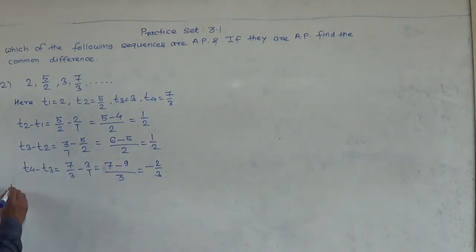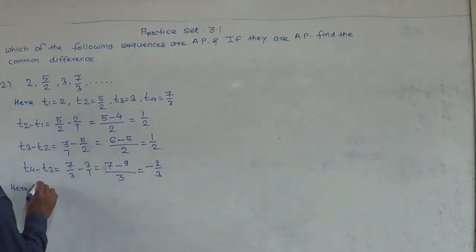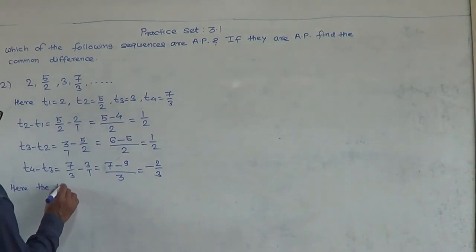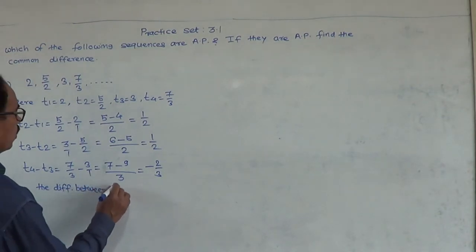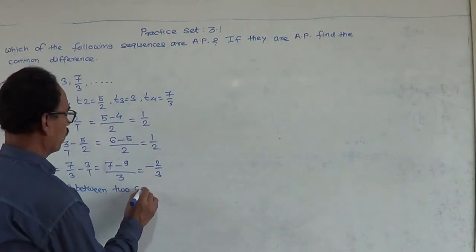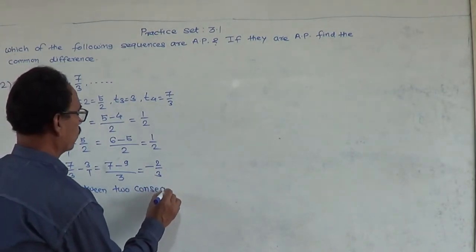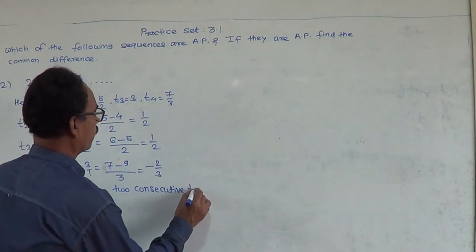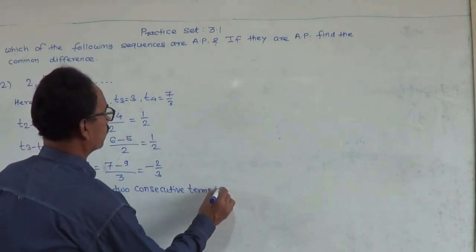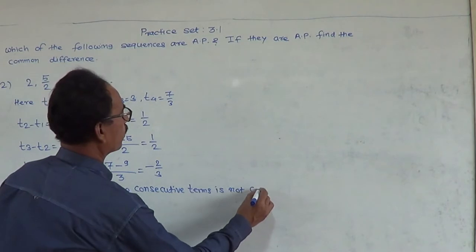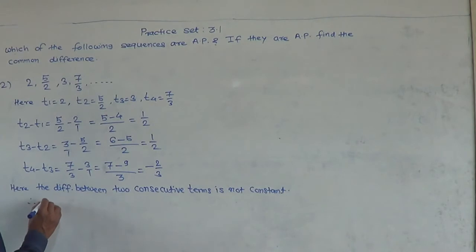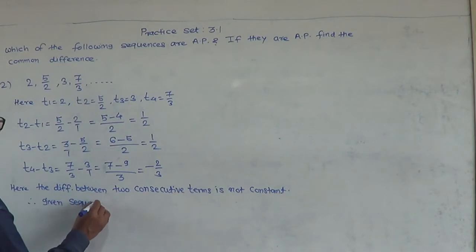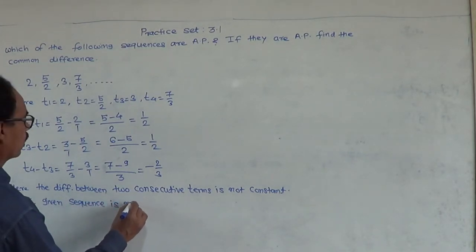Here the difference between two consecutive terms is not constant, and so the given sequence is not AP.